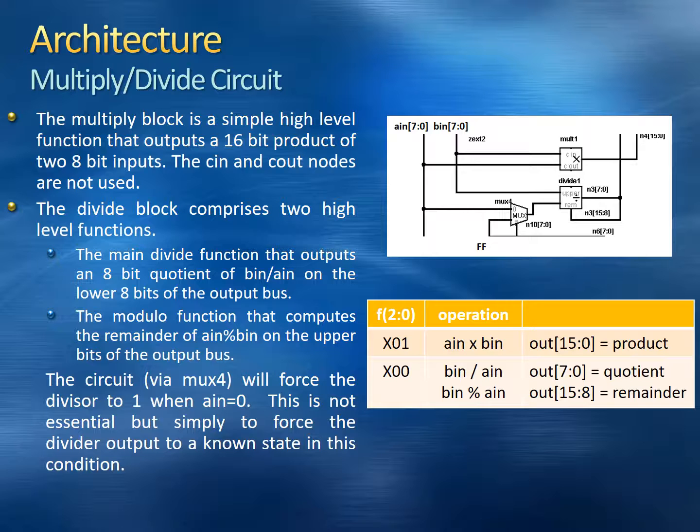The circuit will force the divisor to 1 if An equals 0. This is not necessarily essential for the operation of the circuit, but it will force the quotient to a known state in this situation.